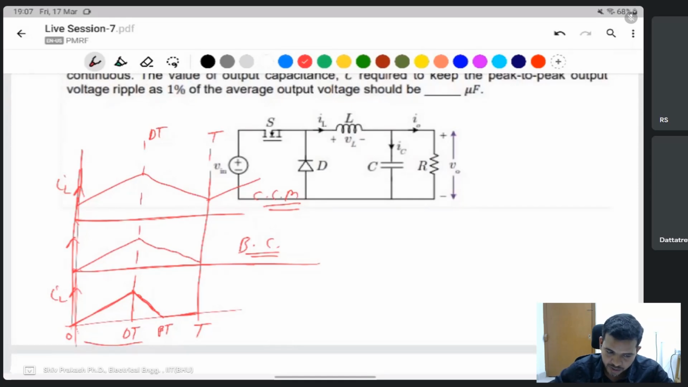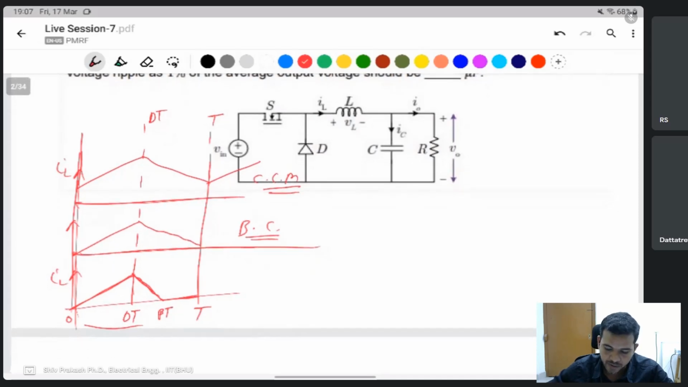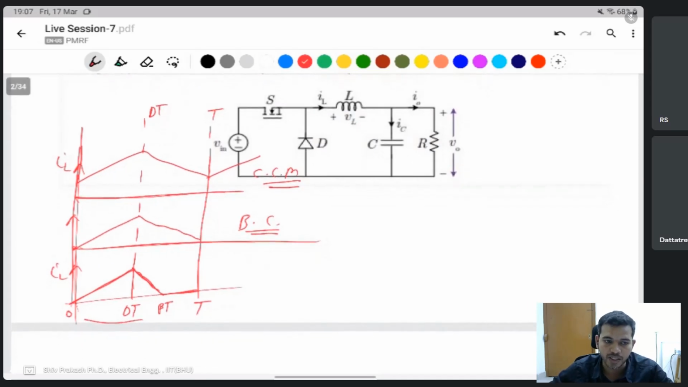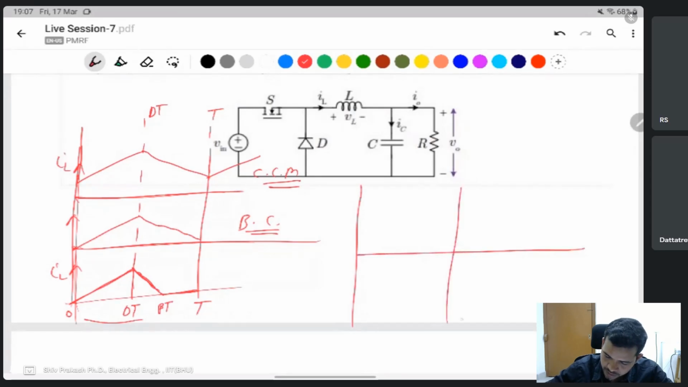What will be the condition that any converter goes to the discontinuous or continuous conduction mode? For buck converter operation, take the boundary condition.